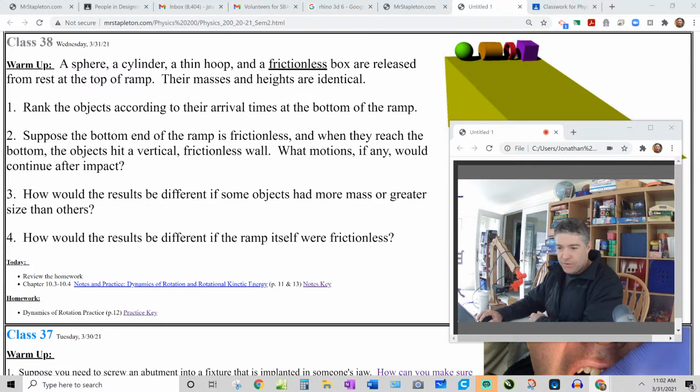Number 1 asks you to rank the objects according to their arrival times at the bottom of the ramp. And you could assume that it's a smooth rubber ramp, so it's a grippy surface that nothing's going to slip on except for the box, because the box is frictionless. Think about that for a moment.